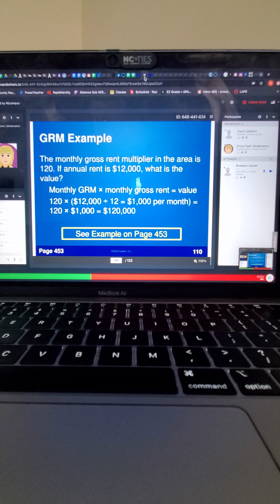All right. Now, this is not on the PowerPoint, so you're going to have to write it down. Let's suppose your gross rent multiplier is 115, and you want to generate $1,500 a month rent. What would you be willing to pay for that property?